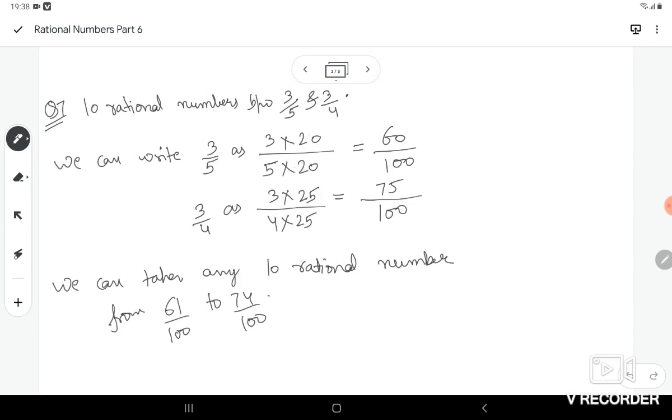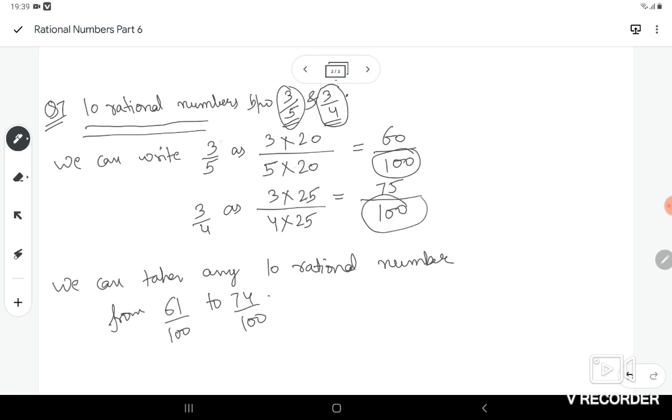Now next question says find 10 rational numbers between 3 by 5 and 3 by 4. Now similarly we are going to make the denominator as closest to which will be the multiple of 5 as well as comes in the table of 4. Now we can think of it as 100.